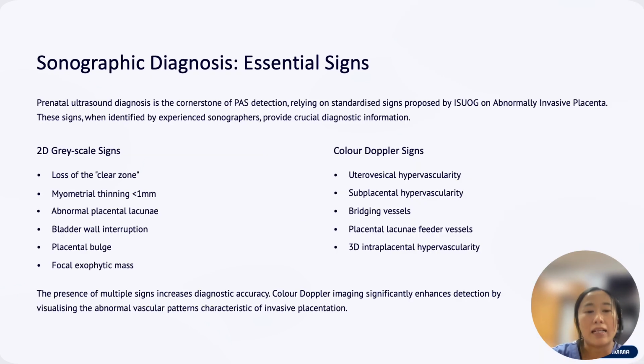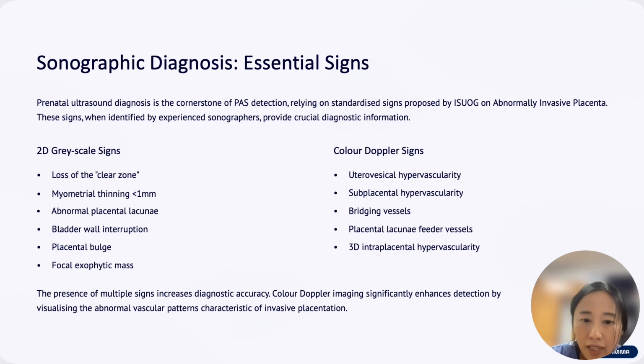So what are the signs? Sonographic diagnosis, essential signs for placenta accreta spectrum. According to the Israel guideline, on 2D grayscale, these will be loss of the clear retroplacental zone, myometrial thinning less than 1 millimeter, abnormal placental lacunae, and we'll see how it is different from a placental lake, bladder wall interruption, and placental bulge or focal exophytic mass. So these are the 2D signs.